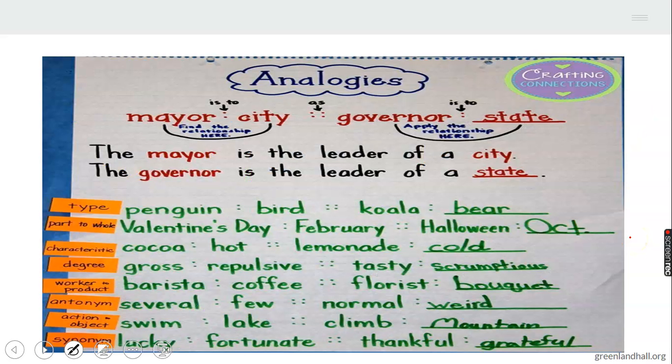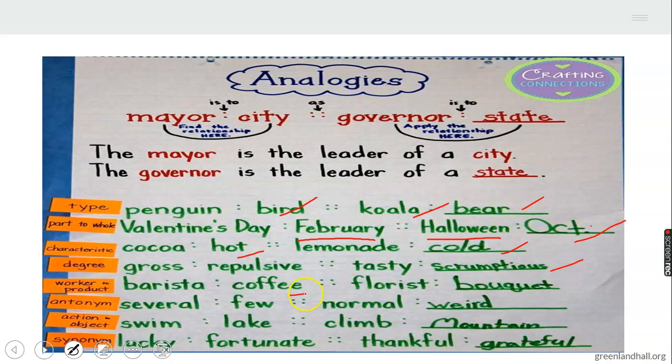Okay, let me give you another picture again. This is another analogy. It said, Mayor, society, as governors of states, I've said that before, but I want to see something. He said, Penguin is a bird, while koala is a bear. Valentine's Day is in February, while Halloween is in October. Cocoa is hot, while lemonade is cold. Gross is repulsive, while tasty is sumptuous.